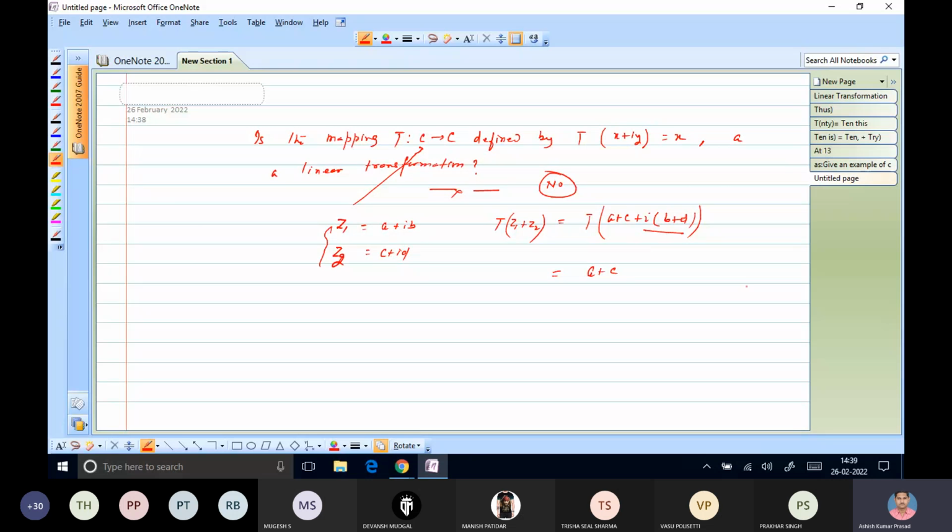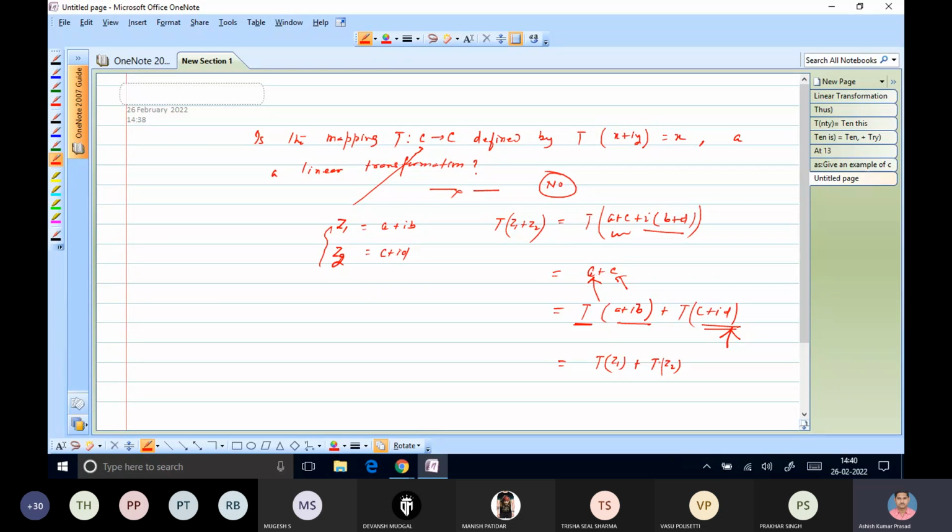So you are going to get A plus C only, which is the real part. And now this is okay. T image of A plus IB. See, when I apply T to A plus IB, it is making the imaginary part 0. You will get only A. Similarly, T image of C plus ID. So when T operates on C plus ID, it is making the imaginary part 0. You will get C only, which is this. And now this is nothing but TZ1 plus TZ2. So first property is satisfied.